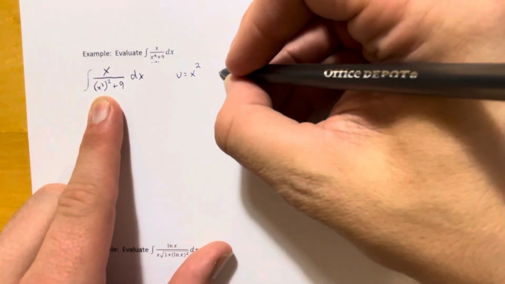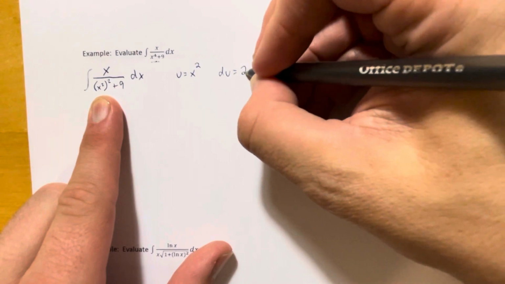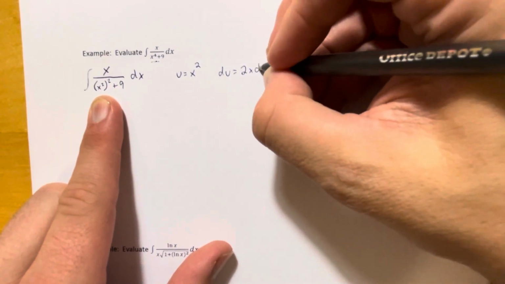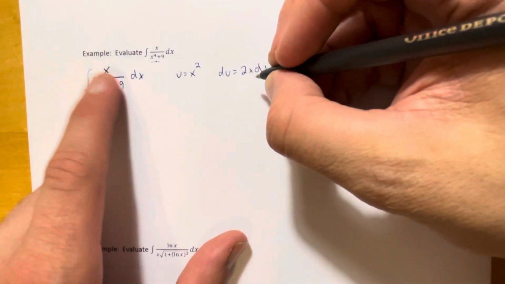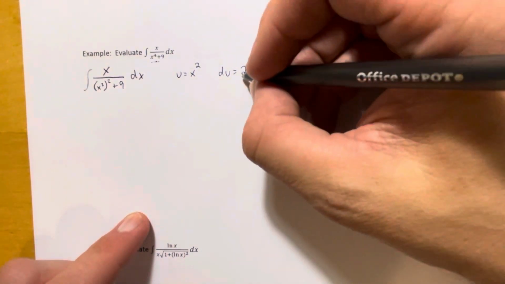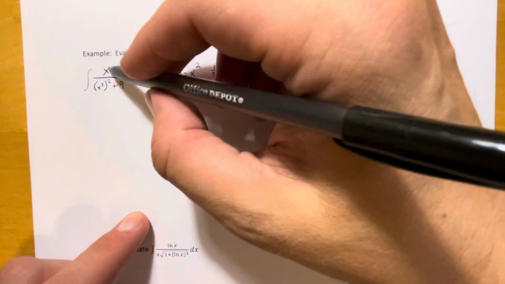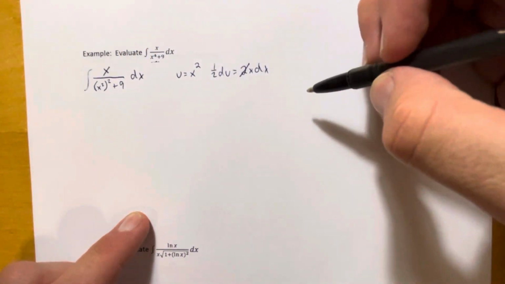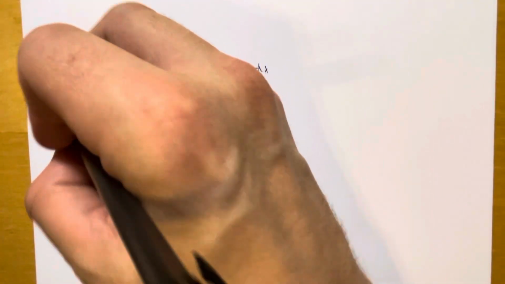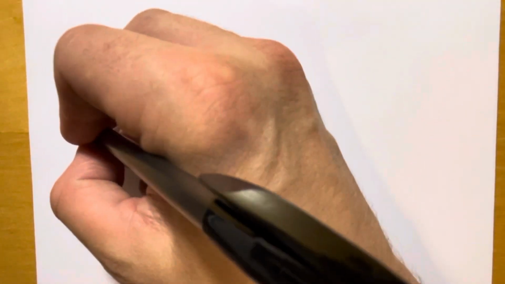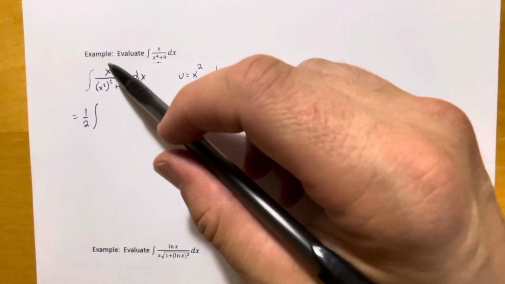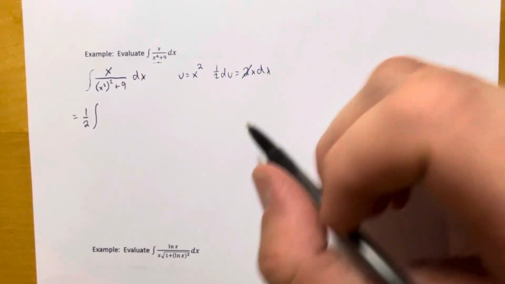And the reason for that is because the du is going to be 2x dx, and that x there is making an appearance in my integrand. Divide both sides by 2 to get an exact match. So I have x dx, x dx. Let's make the substitution now. So I have this 1/2 that I know is going to get pulled out of my integral. This x dx is going to become the du.